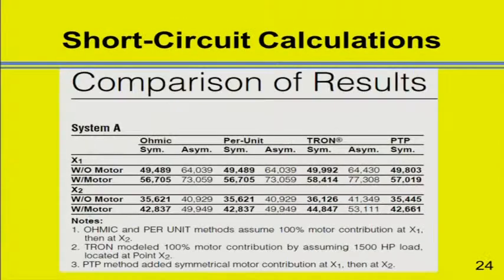Okay, so a comparison of the results. This is the ohmic method. Without motor, with motor. The per unit method, same numbers. The short circuit calculation done by the computer, pretty close as well. And then this point-to-point method is not very far off from the others. So it gets you close to the right number.